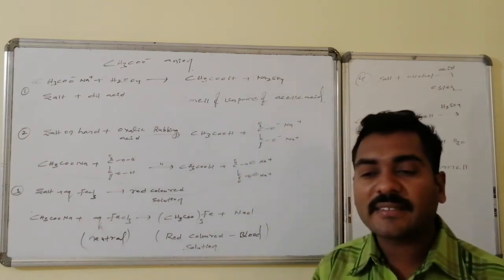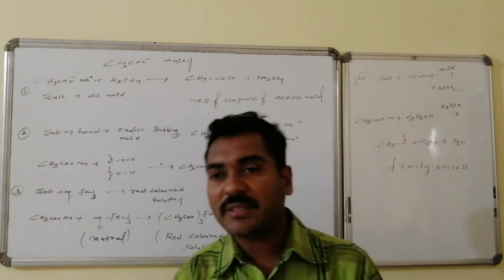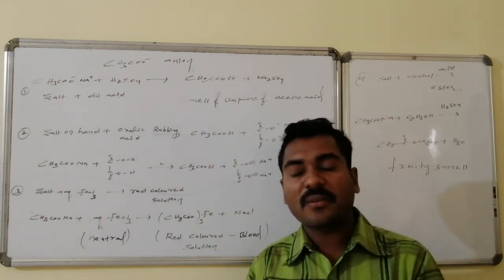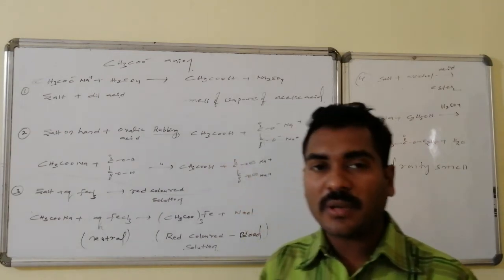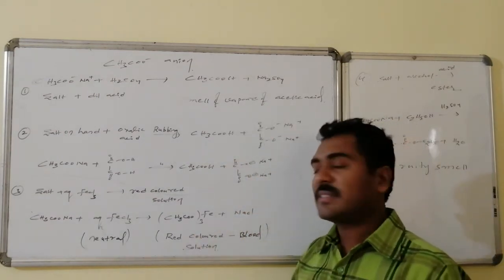Similarly, this salt on reaction with neutral ferric chloride solution, that neutral ferric chloride transparent solution is converted to blood red in color due to complexation, forming ferric acetate.